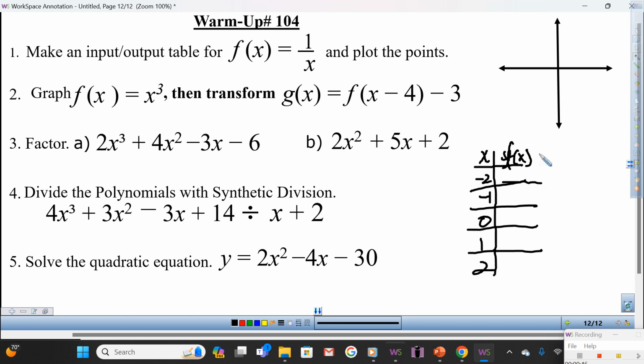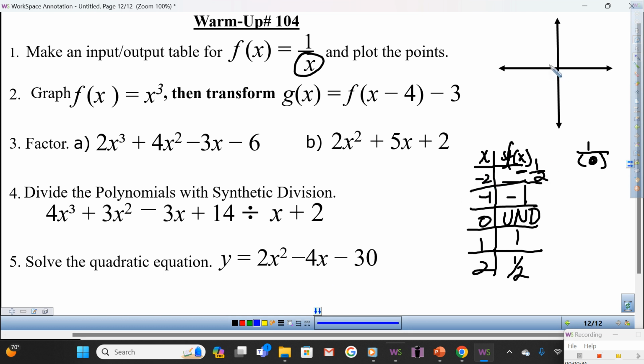All right. So, if I substitute -2 there, I get -1/2. Is that correct? And then if I substitute -1 there, I get -1. If I substitute 0, be careful with this one. Look up. If I substitute 0, can we have a 0 in the denominator? No. I want you to write the initials or the abbreviation UND, which means undefined. There's no such thing as having a 0 in the denominator. And substitute 1, so that's 1. Substitute 2, that's 1/2. All right, let's plot those points.